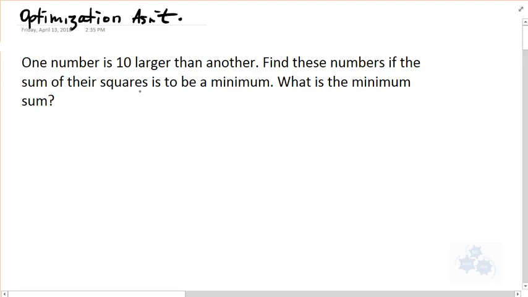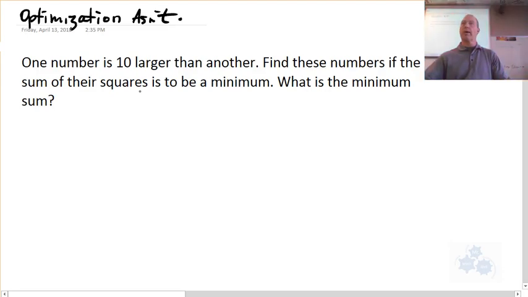So, being that this is an optimization question, let me walk you through the steps real quick. Okay? So one number is 10 larger than another. So guess what? X would be y plus 10. X is one number. Y would be the other.